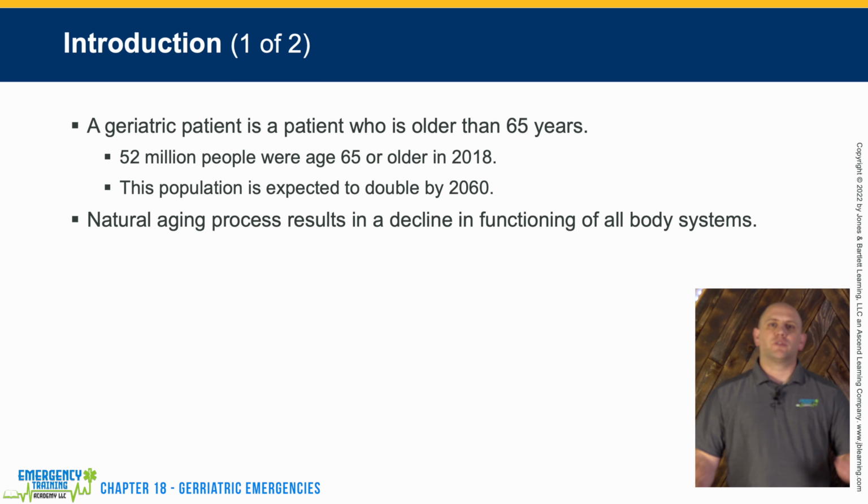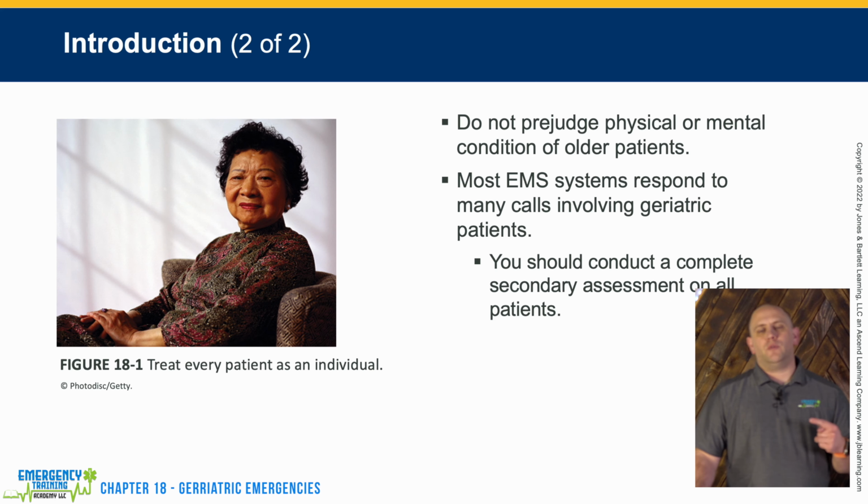As our patients naturally go through the aging process, then we start to see a decline in the functionality of all of the body systems. Some of this is affected by heredity and also by lifestyle choices, which could speed up some of that decline in functionality. It's important that we don't prejudge any of our elderly patients and judge their either physical or mental condition automatically based on their age.